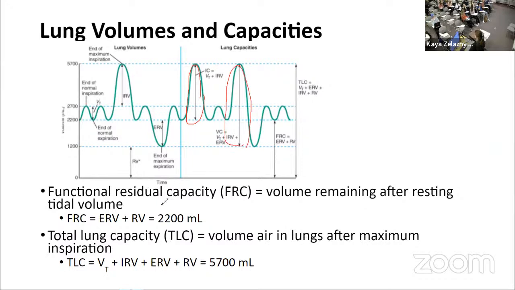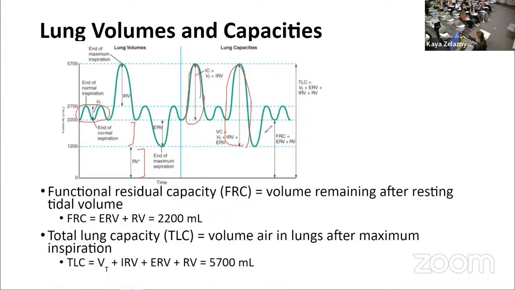Our functional residual capacity is going to be about how much air is hanging in the lungs when we're just easy breathing. All right, so we know that our tidal volume is just the amount of air that we're moving in and out when we're easy breathing. But we do have more air still in the lungs. We're not moving absolutely all the air we could be moving, and there's some air that we just can't move. So that has to do with our functional residual capacity.